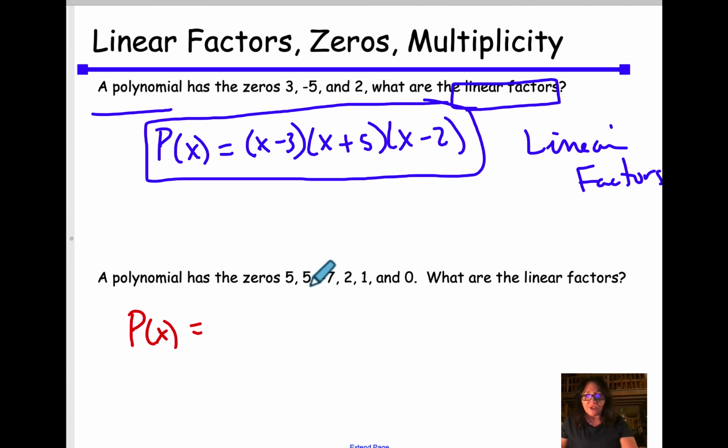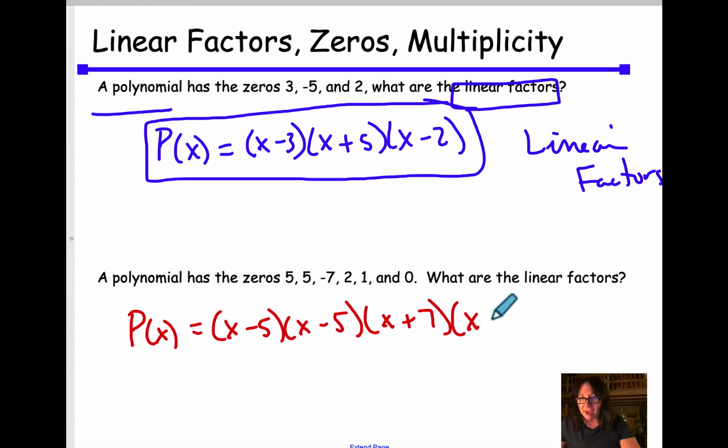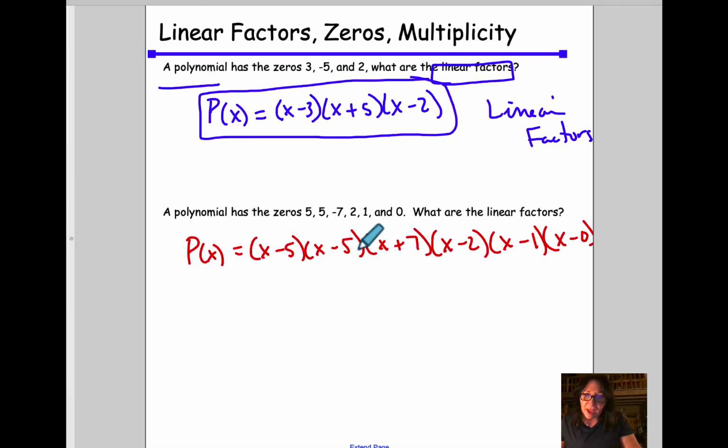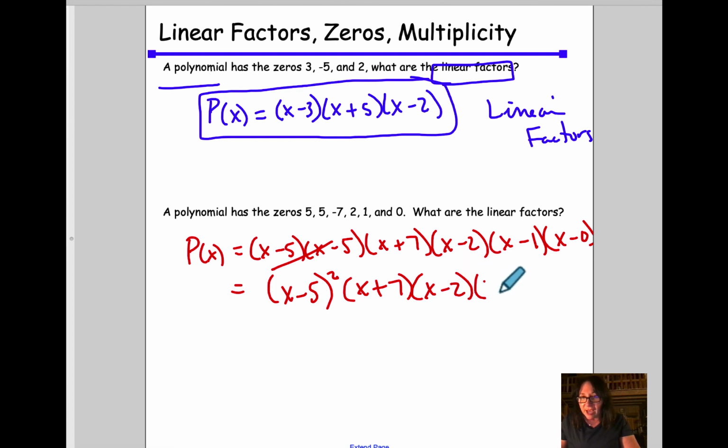So I've got 2 5s. So I could start off by going x minus 5 and x minus 5, okay? Then I would go x plus 7, because these are the opposites, right? And this is going to be x minus 2. I've got an x minus 1, and then I've got an x minus 0, which means this. I've got 2 x minus 5s, okay? So that's going to be x minus 5 quantity squared. Okay, those are done. I've got an x plus 7. I've got 1 x minus 2, so that goes here. And then I've got an x minus 1. But I also have an x minus 0, which is just x. And so that value is going to go out front.